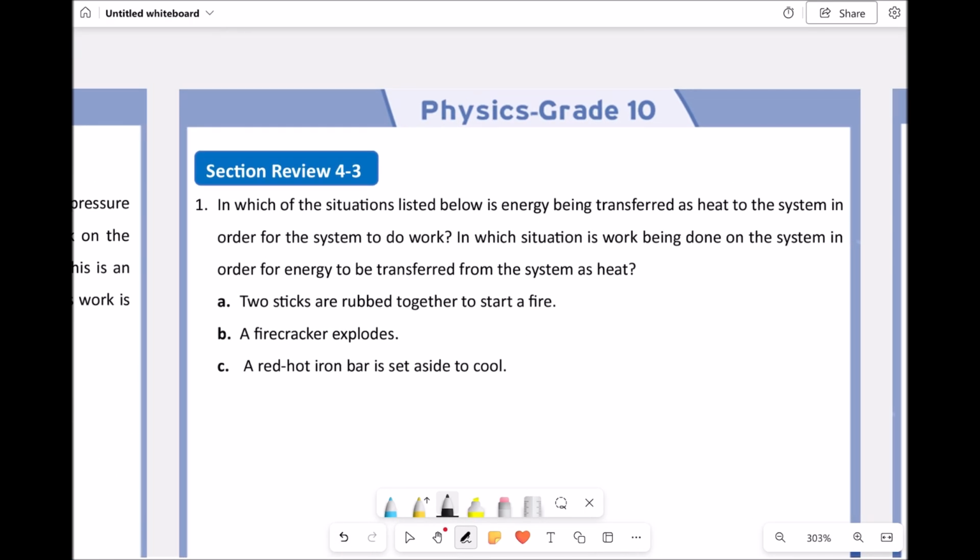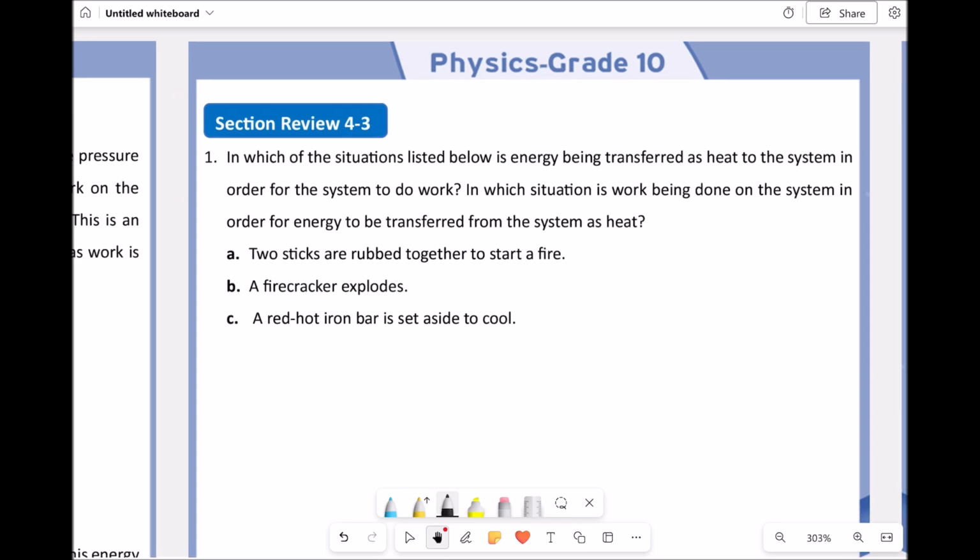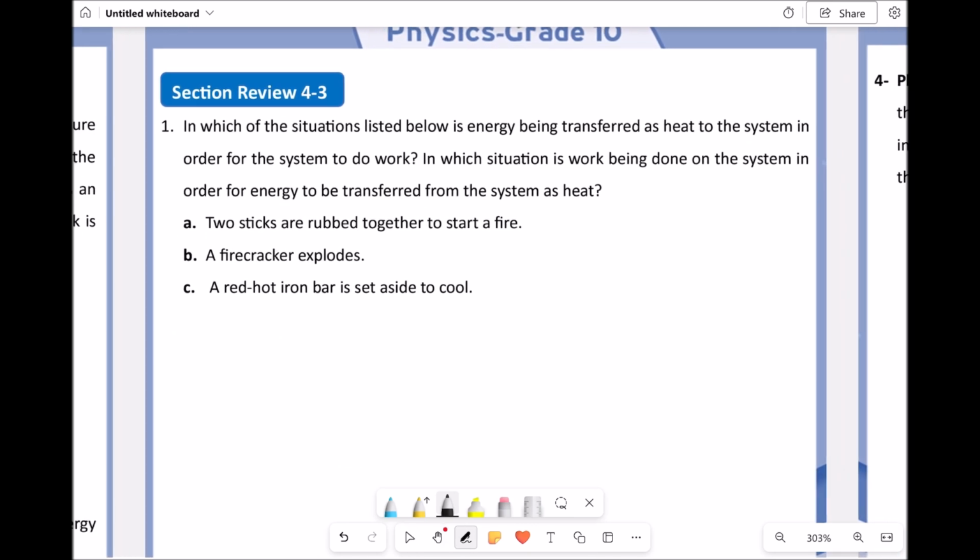We have section 4.3. In which of the following situations listed below is energy being transferred as heat to the system in order for the system to do work? In which situation is work being done on the system in order for energy to be transferred from the system as heat? So first of all, we have two sticks that are rubbed together to start a fire.